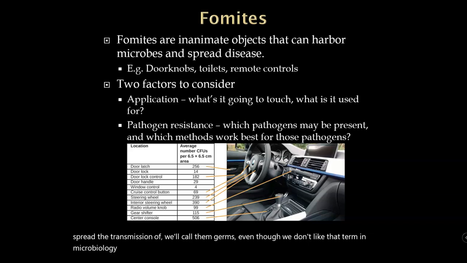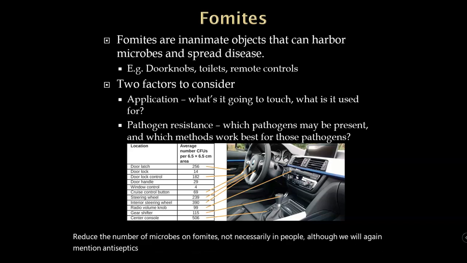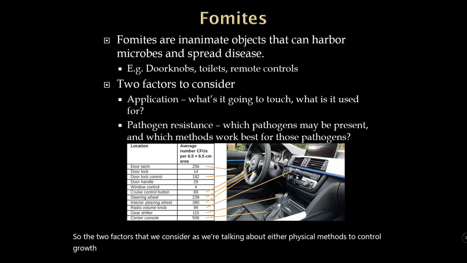This chapter is about how we reduce the number of microbes on fomites, not necessarily in people, although we will again mention antiseptics as we go through this chapter. So the two factors that we consider as we're talking about either physical methods to control growth or chemical methods to control growth is, what is the object that we are trying to clean? Like, how clean does it have to be?